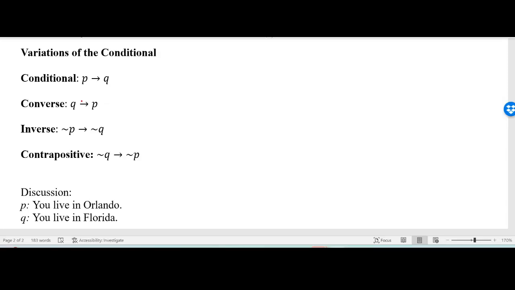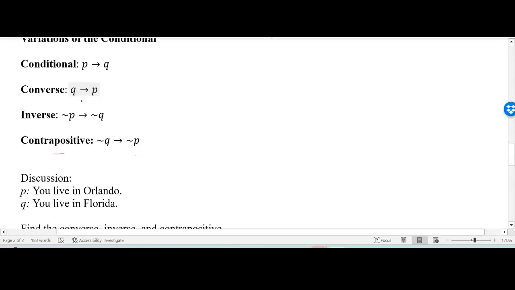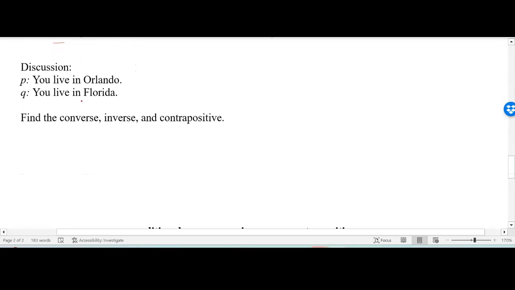If we negate the conditional, right, that means we're just saying if not P, then not Q. That would be the inverse. If we negate the converse, notice over here, if not Q, then not P, that would be called the contrapositive. So in other words, the inverse is literally the inverse of the conditional, and the contrapositive is the inverse of the converse. Anyway, these are your variations of the conditional and what they are called.